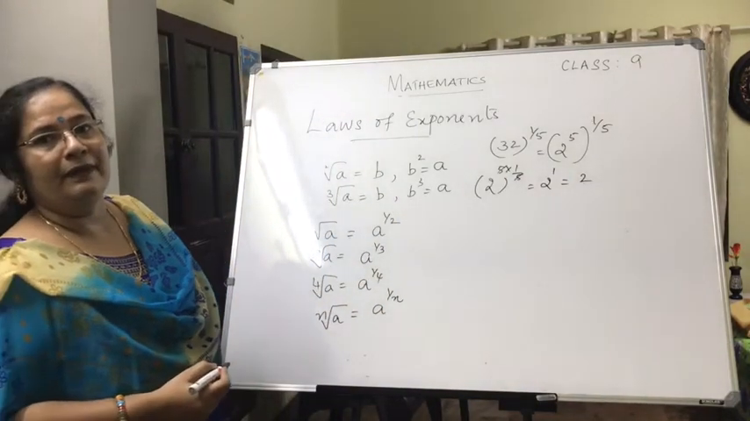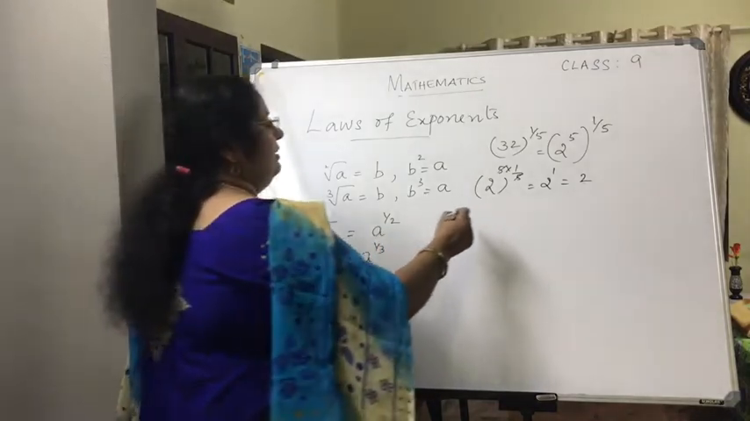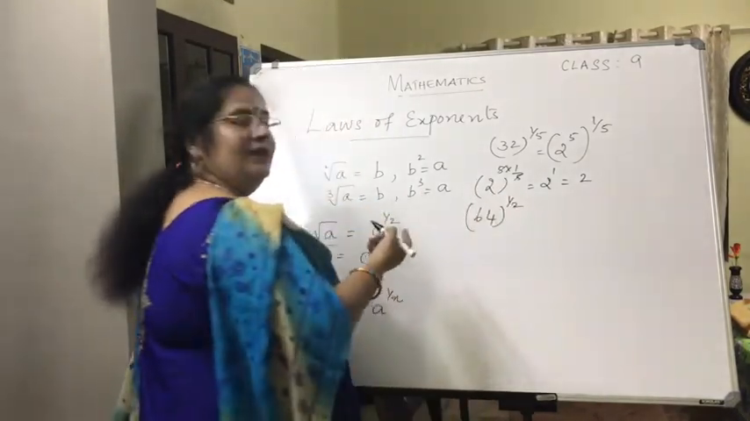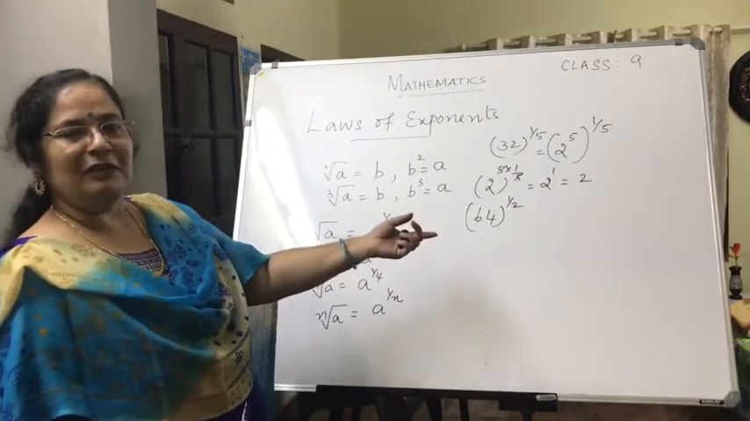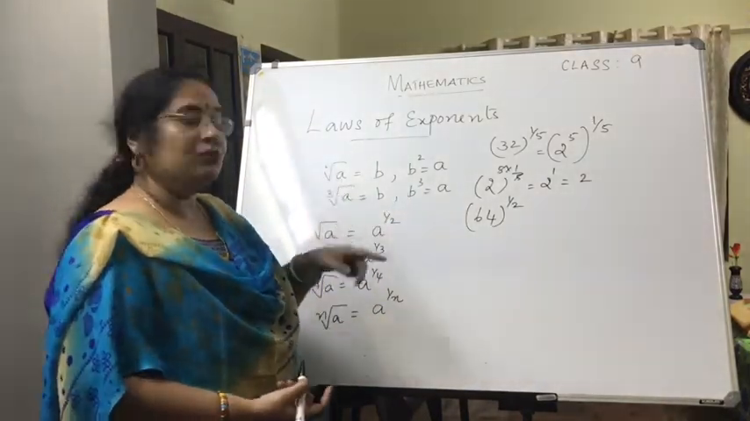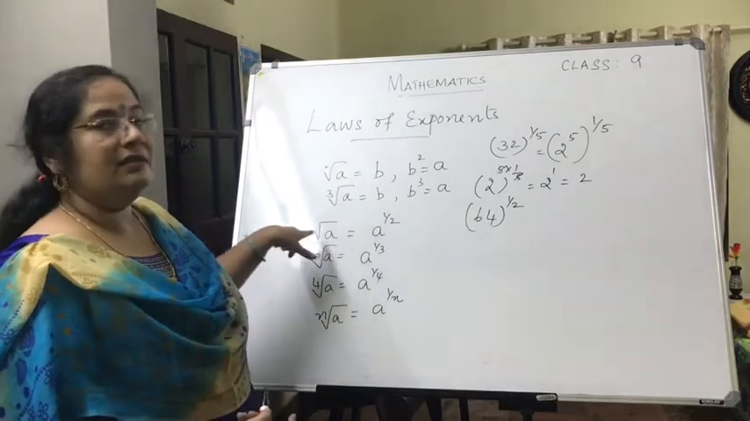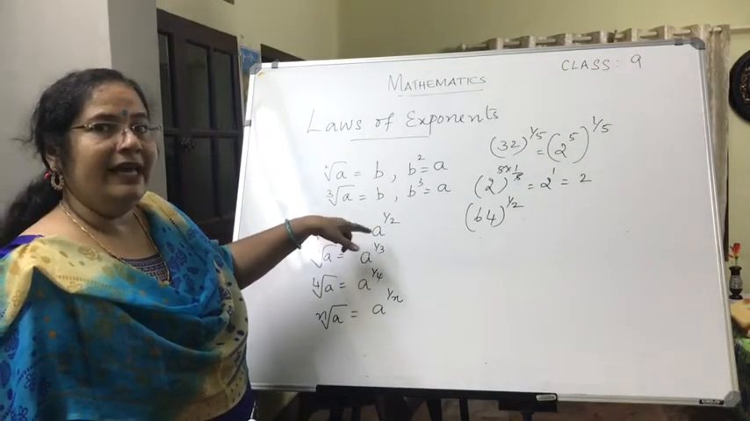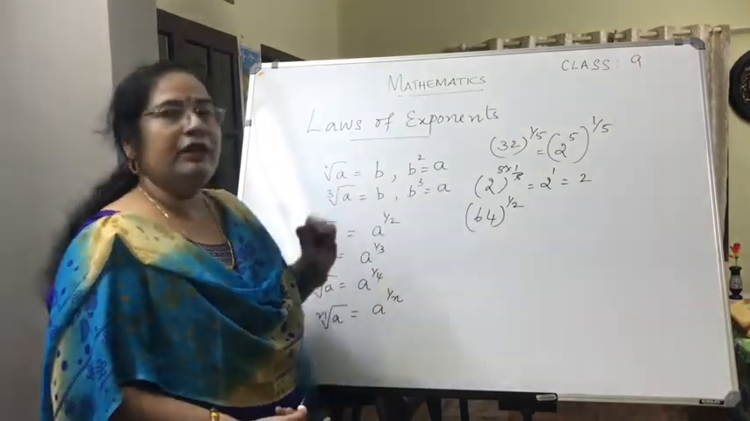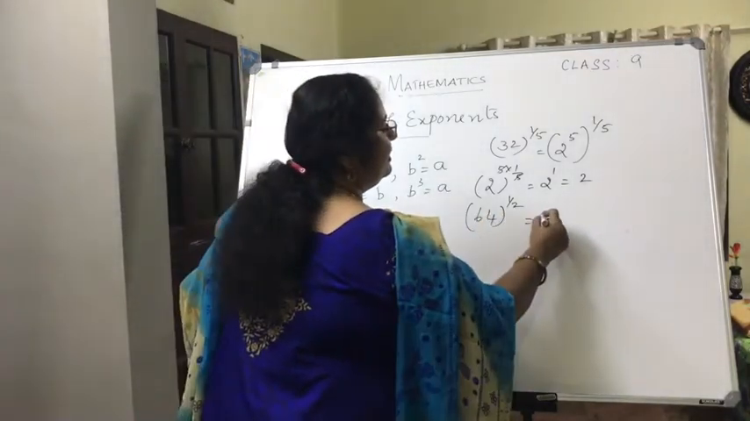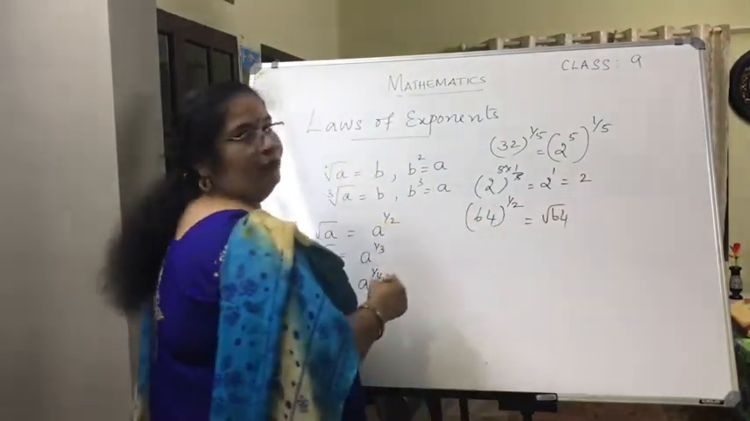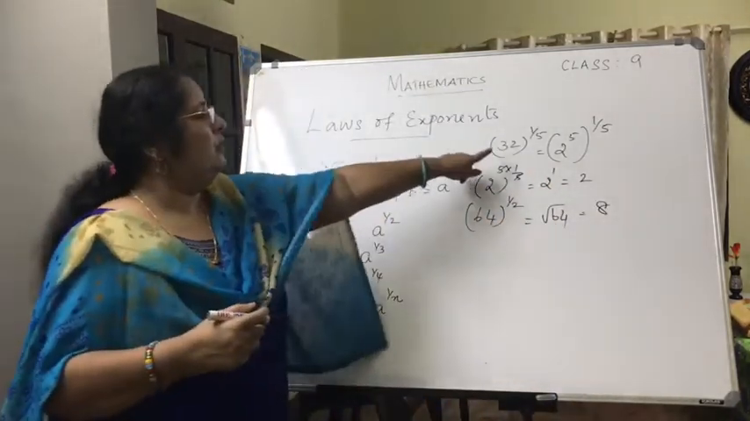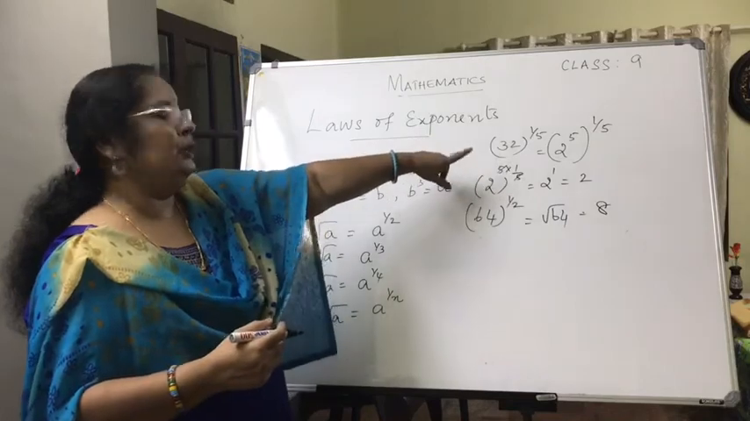Is it clear? Now suppose you have, say, 64 the whole raised to 1 by 2. This you can otherwise find out itself. It is very easy. 64 raised to 1 by 2 means what? Looking at this, square root of a is a raised to 1 by 2. So 64 raised to 1 by 2 means it is square root of 64. What is square root of 64? 8. Now in this way also we can do it.